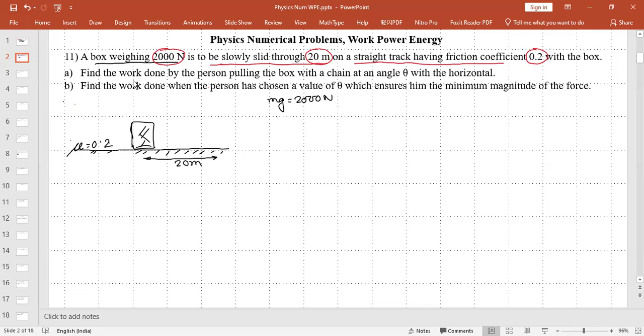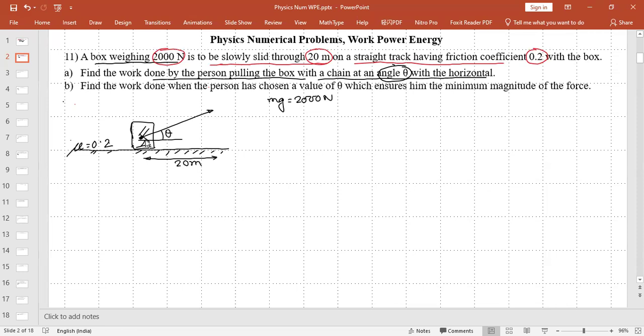The question is, find the work done by the person pulling the box with a chain at an angle theta with the horizontal. This is the point. That means the boy is pulling the body with a rope or chain, whatever it is, at an angle theta. It is not a straight horizontal force. We have to find out the work done here.